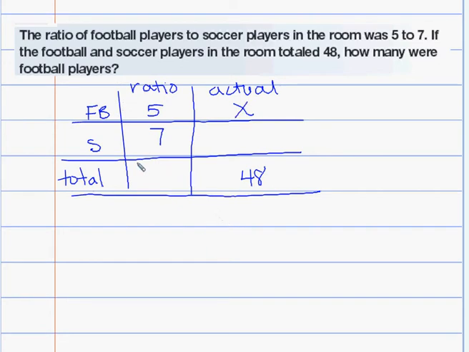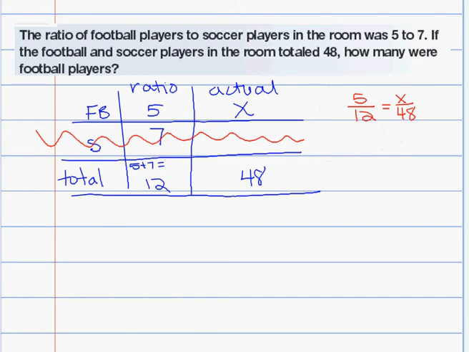And I'm going to add this. 5 plus 7 equals 12. So my proportion is not going to include this row at all. Okay? So what I'm going to write then is 5 over 12 equals x over 48. This 7 was there so that I could add 5 plus 7 to get my total. Okay, it's very important that we include it, but we don't need to use that information to write the proportion.